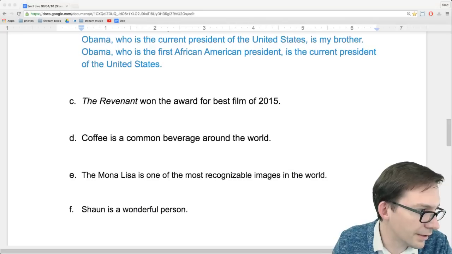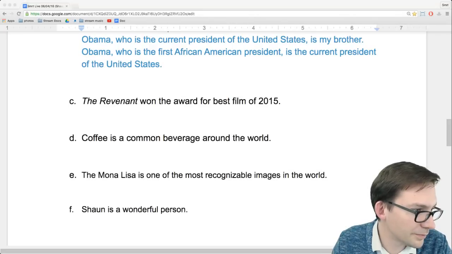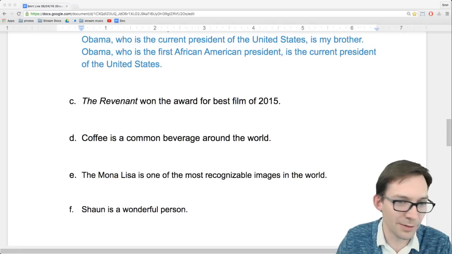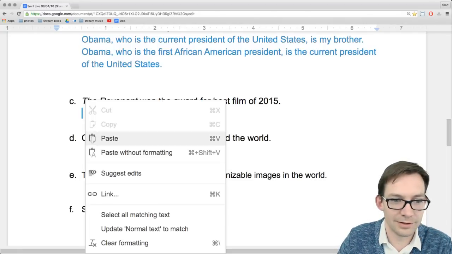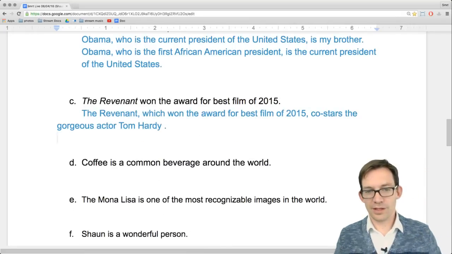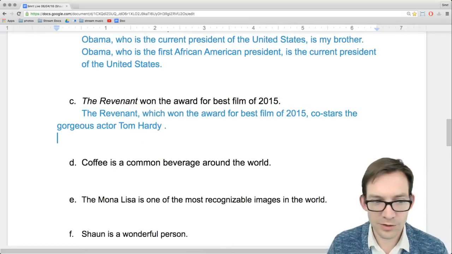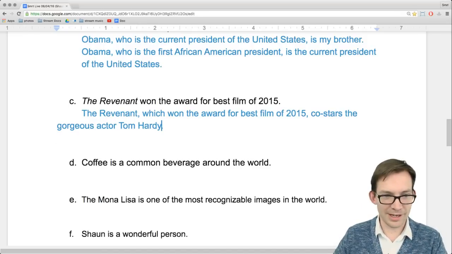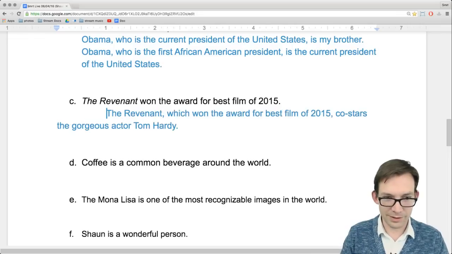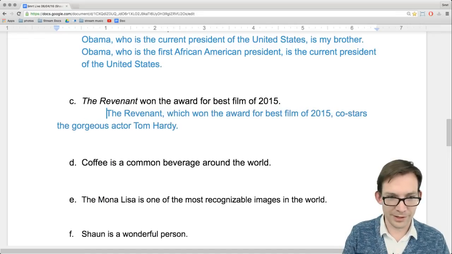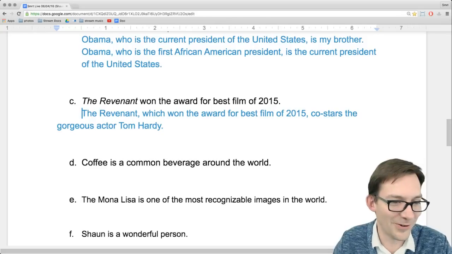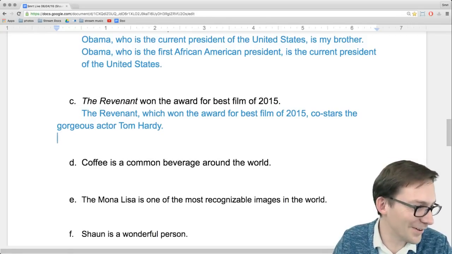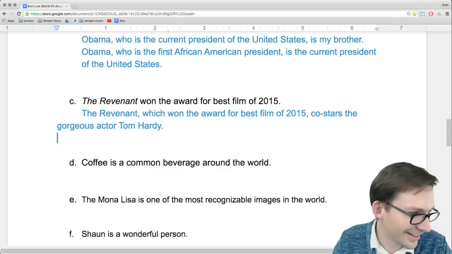What do you have for the Revenant? All right, Marianne, I'll put yours up here. The Revenant, which won the award for best film of 2015, co-stars the gorgeous actor Tom Hardy. Yes, Tom Hardy. He's not so gorgeous in The Revenant, but sure, he's a good-looking man. Why not? He's a talented guy. All right. Good one. All right, what else? Who else do we have here?